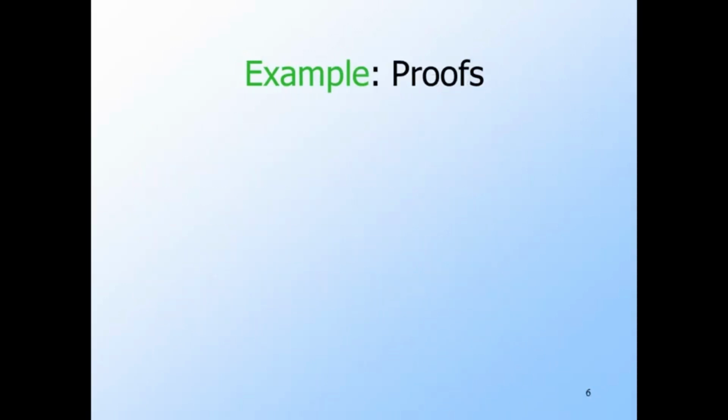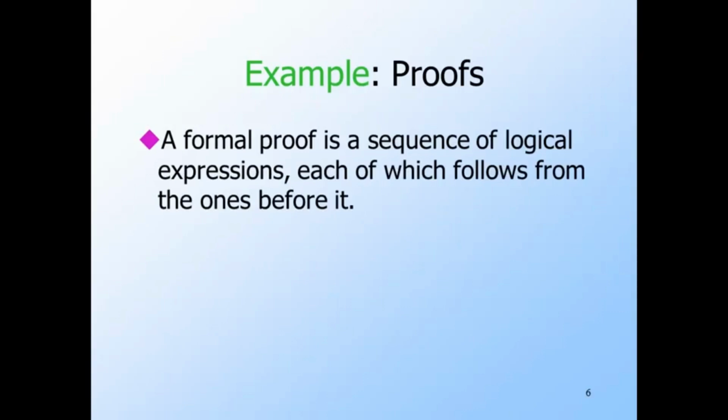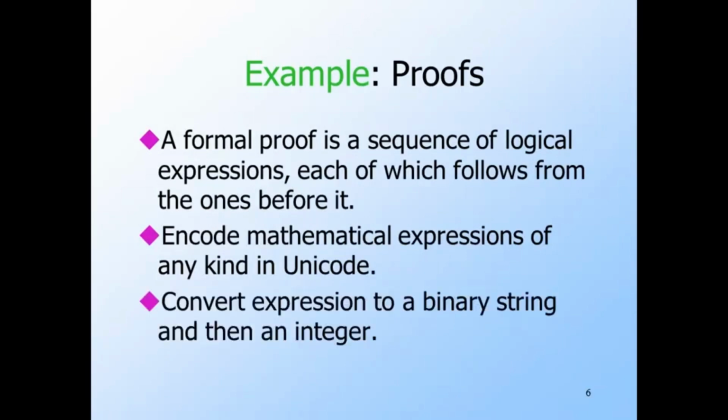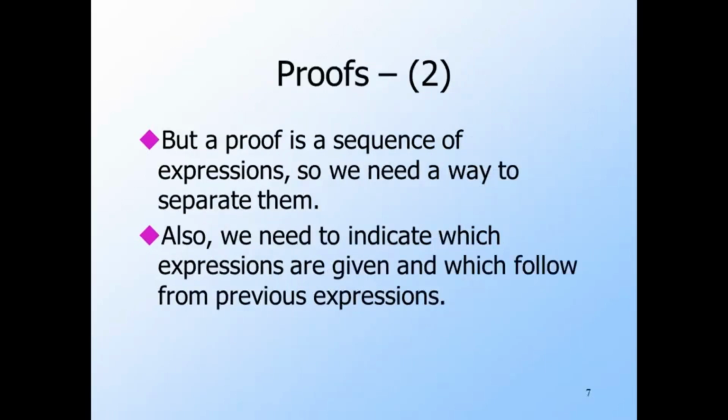Here's another wild example, proofs. A proof can be viewed as a sequence of expressions or assertions in mathematical form, each of which is either given or follows from previous statements in the sequence by certain logical rules. We can encode mathematical expressions in Unicode. It has pretty much any symbol you would use in mathematics. But we can convert any expression to a binary string and thus to an integer. There is again a small glitch. A proof is a sequence of expressions, not a single expression, so we need to fix on a way to separate a sequence of expressions.